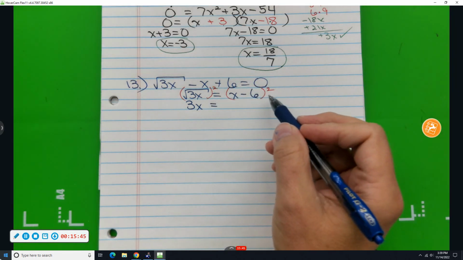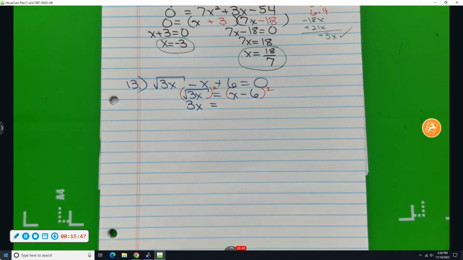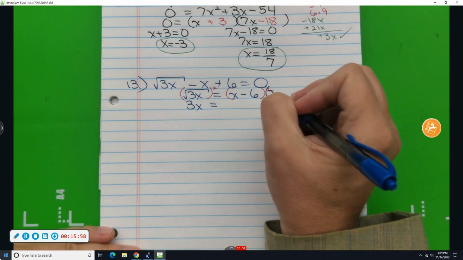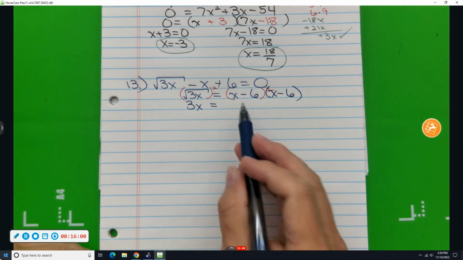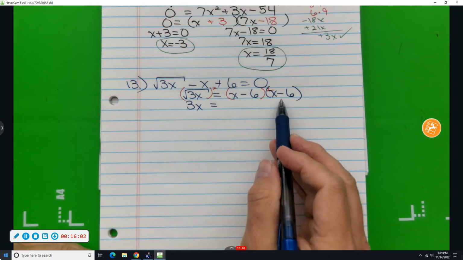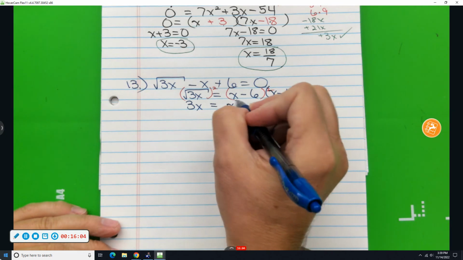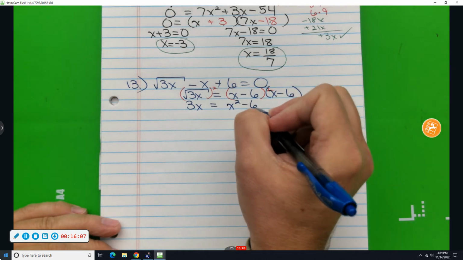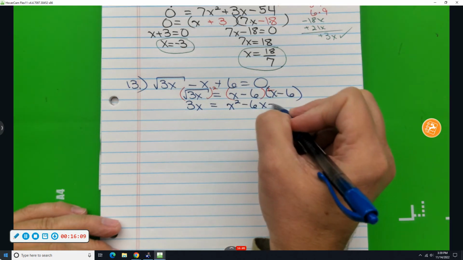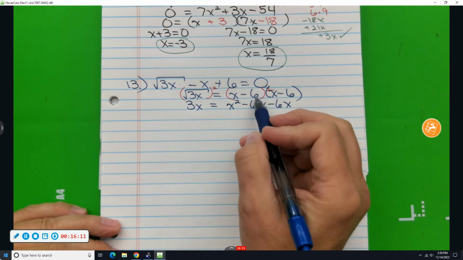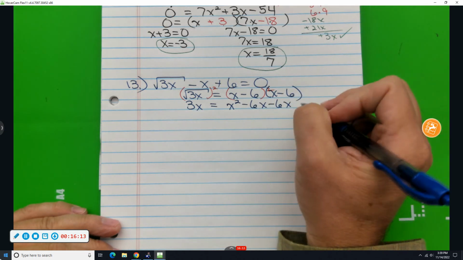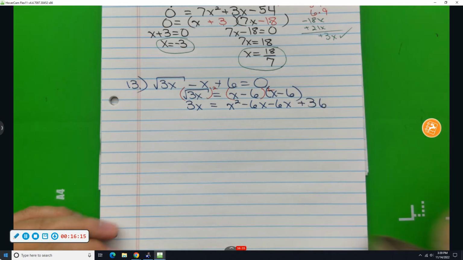What are we going to do here to square x minus 6? It's not just x squared minus 6 squared. What are we going to have to do? That's right. You're going to have to write it twice and FOIL it out. X minus 6 times x minus 6. First, outer, inner, last, negative 6 times negative 6 gives us a positive 36.